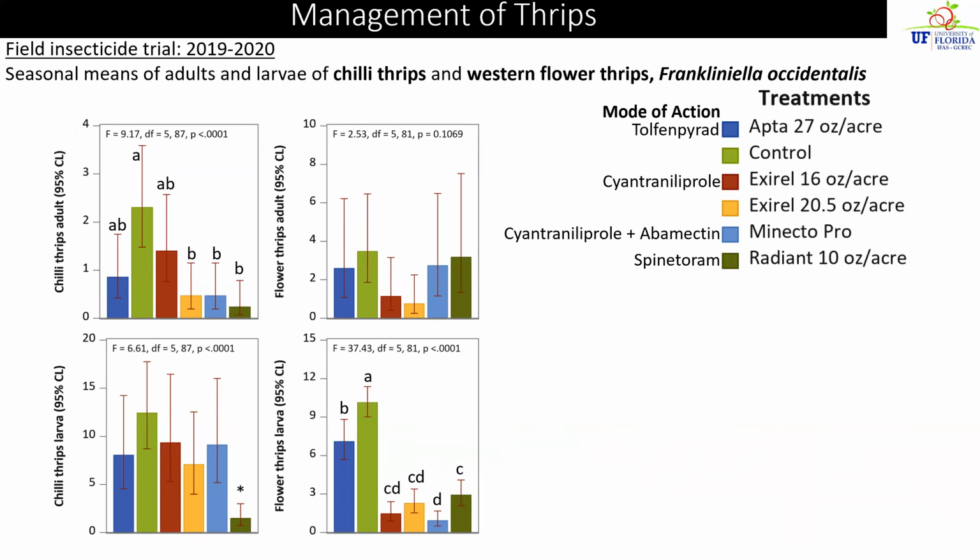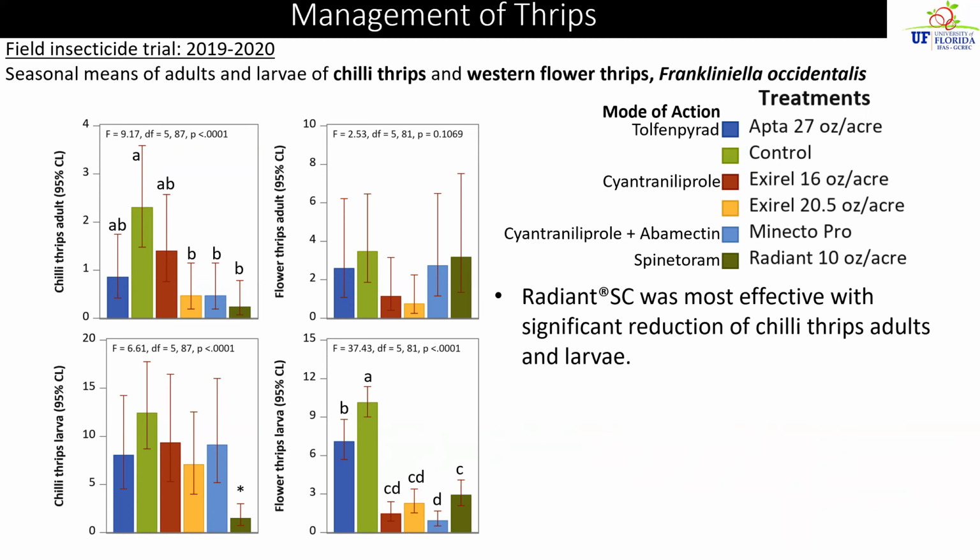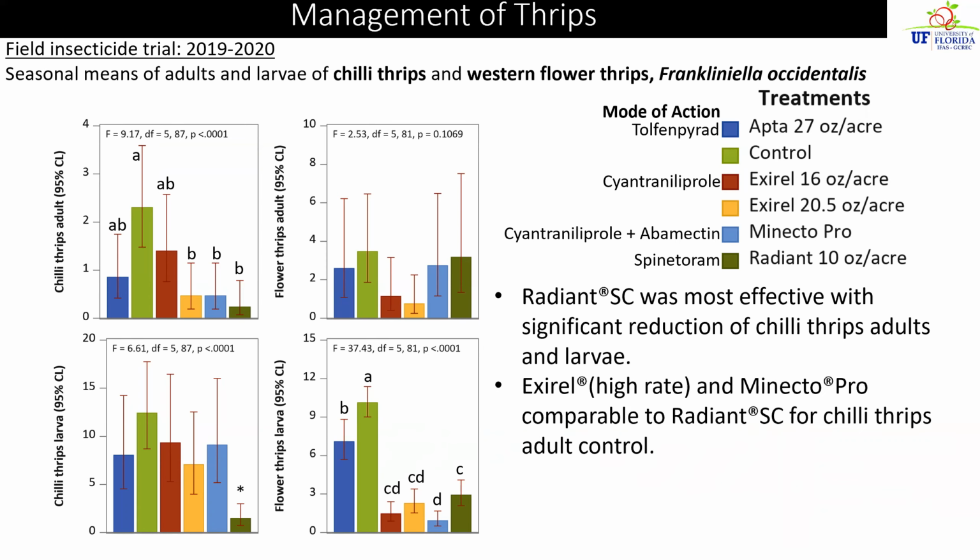The treatment legend shows trade names on the right and modes of action on the left. Figures depict chili thrips and western flower thrips adults or larvae on the y-axis and treatments on the x-axis. Radiant was most effective in significantly reducing chili thrips adults and larval stages. Exirel at the high application rate of 20.5 ounce per acre and Minectopro at 10 ounces per acre was comparable to Radiant for chili thrips adult suppression.